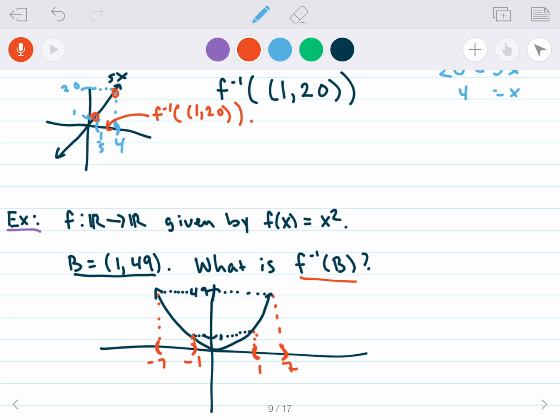So these intervals map to 1 to 49, right? When I apply f to the interval -7 to -1, I'm going to get all of this, and when I apply f to the open interval from 1 to 7, I'm going to get this. And that's exactly what my B was. So this is going to be -7 to -1 union 1 to 7.